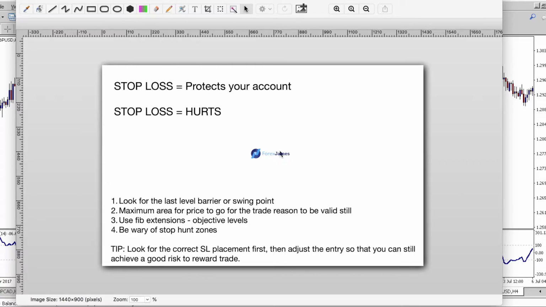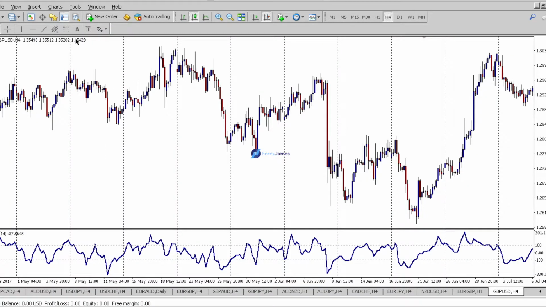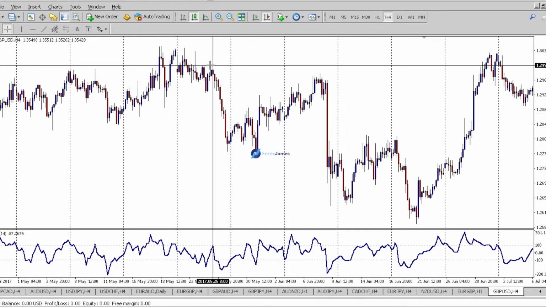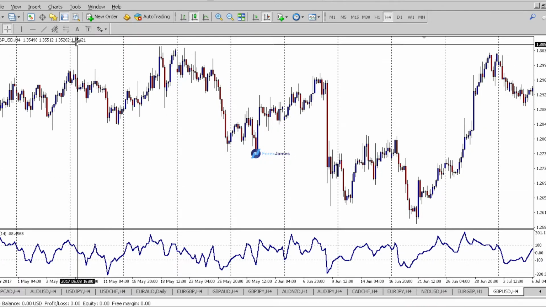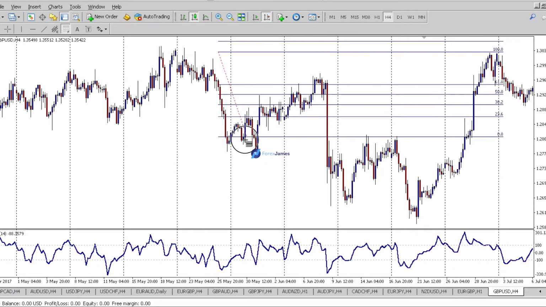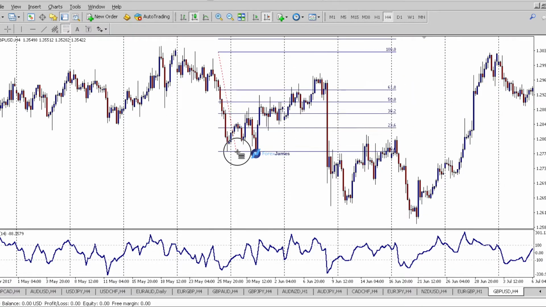And for number 3 is to use fib extensions for my stop loss placement. Why do I like fibs? It is because they are very objective. Okay, so we don't have to decide whether we're going to be using this level or this level or this level for a stop loss. We simply just draw our fibs because everything is measured out in the move here.